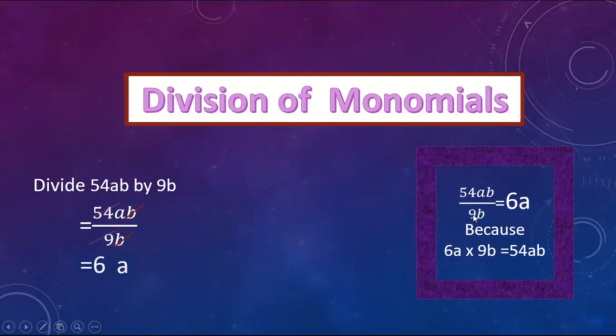Okay. And we know why we get this answer 6a. Because when 6a is multiplied with 9b, we get the answer: 6 nines are 54, a into b is ab. Is that clear? When we multiply the quotient with the divisor, we get the dividend. So here, by dividing 54ab by 9b, we get 6a as a quotient.